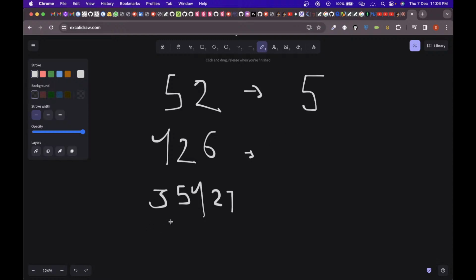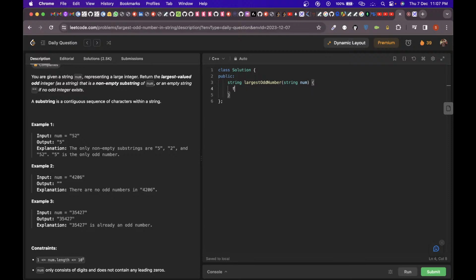And if we see another string like 35427, there exist multiple odd numbers like 3, 35, and 35427. So we need to return the largest among all, which is 35427, the number itself. So how we can approach this problem is, first of all, we can iterate from our right side and check if there's a digit that's odd. And if that's odd, we can return our string from the 0th index to the ith index. So let's try it.